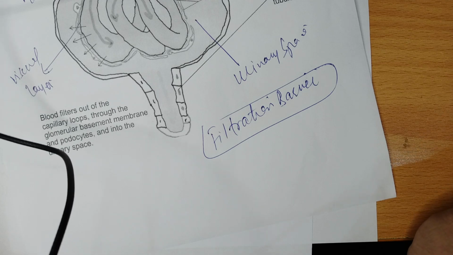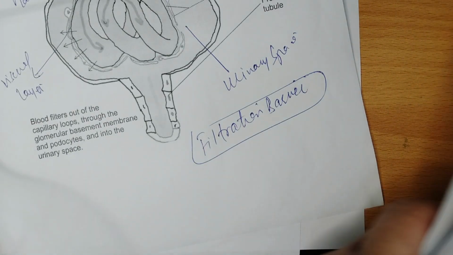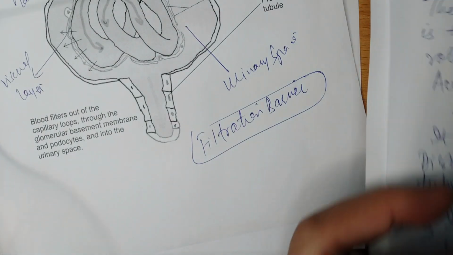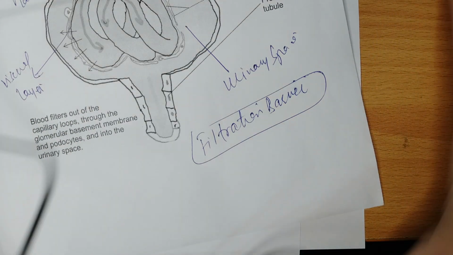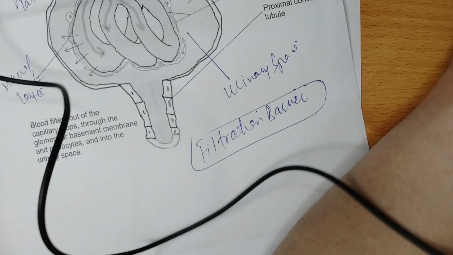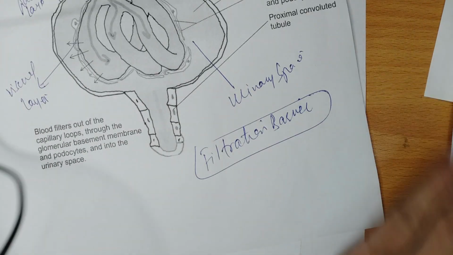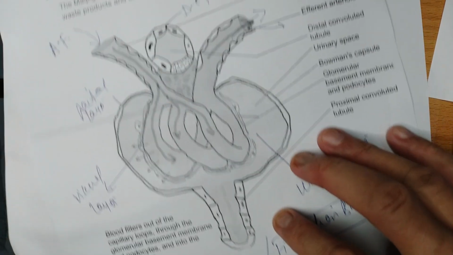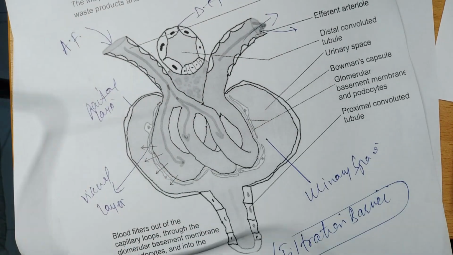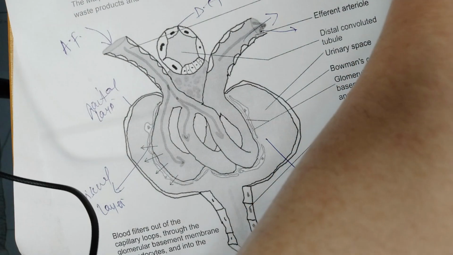Blood filters through the capillary loops, through the glomerular basement membrane and podocytes, into the urinary space. So again and again we have to concentrate on this picture. It is very important to know that the kidney has functional units, nephrons. Until and unless we are aware of the nephrons, this basic glomerulus and Bowman's capsule, we are unable to understand the base of the glomerulus and capillaries.